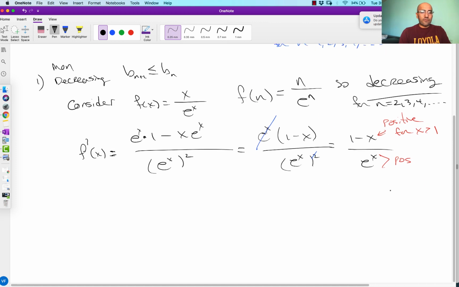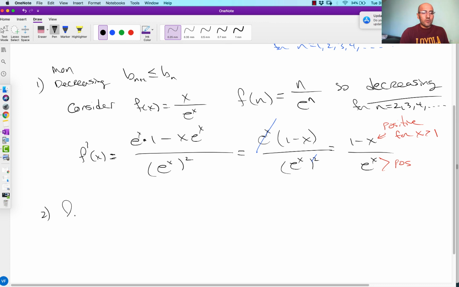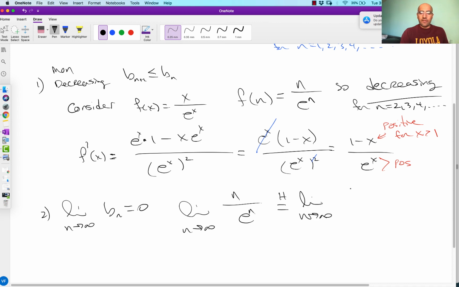Okay, the other condition is that we have to show that the limit goes to 0. Number 2, the limit as n goes to infinity of that b sub n value must be equal to 0. So for us, that's the limit as n goes to infinity of n over e to the n. Well, that's just a case of infinity over infinity, so we can use L'Hopital's rule. This is equivalent to the limit as n goes to infinity of the derivative of the numerator, which is 1, over the derivative of the denominator, which is e to the n. And now that equals 0.